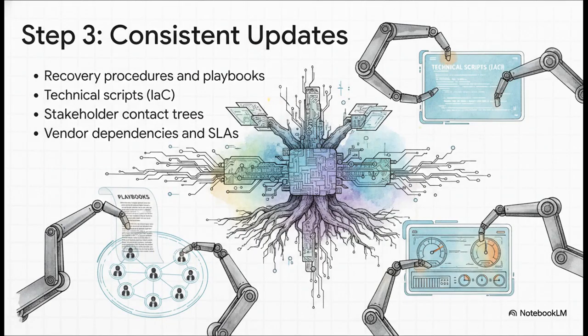And of course, all that great data is completely useless if you don't do anything with it. That brings us to step 3, consistent updates. This is where you take those lessons and turn them into action. We're talking about updating your recovery playbooks, patching your infrastructure as code scripts so they actually work, and for goodness sake, making sure your stakeholder contact list has current phone numbers. It's all about closing the loop.